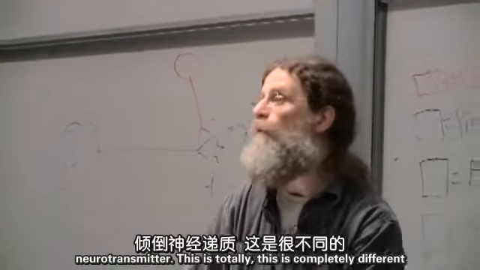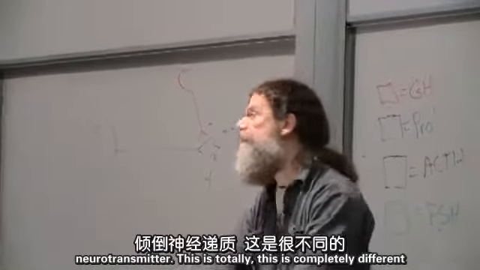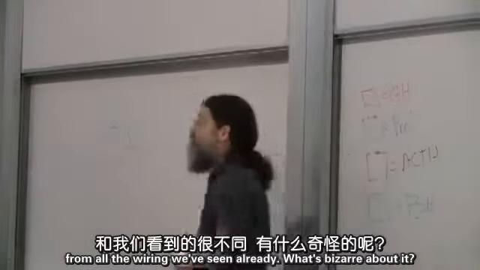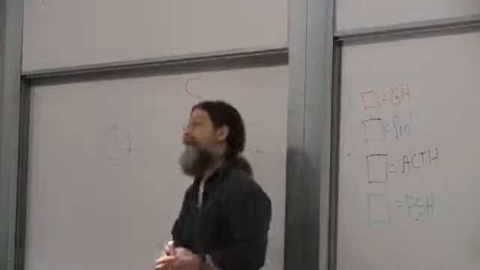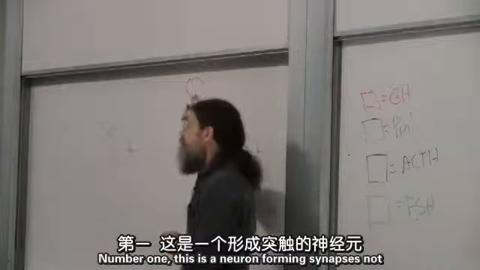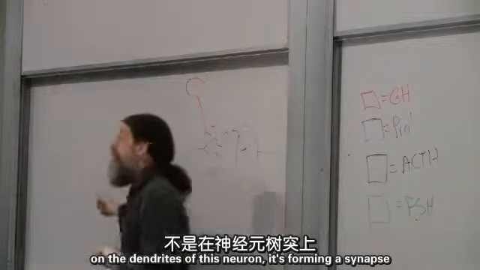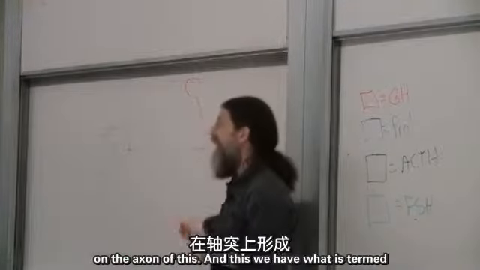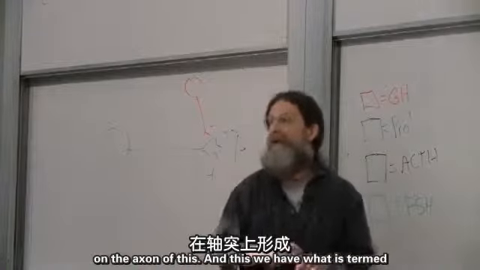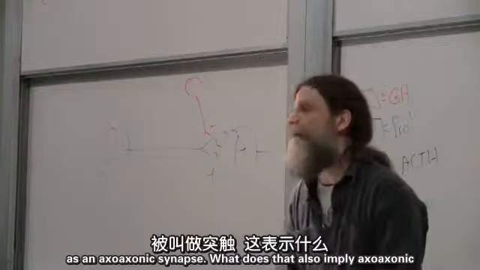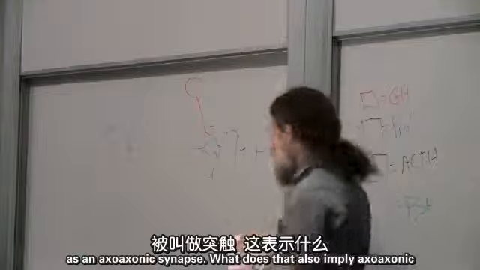This is totally weird. This is completely different from all the wiring you've seen already. What's bizarre about it? Number one, this is a neuron forming synapses not on the dendrites of this neuron. It's forming a synapse on the axon of this. And thus we have what is termed an axo-axonic synapse.